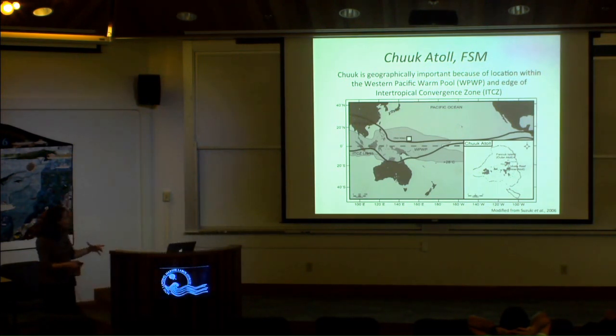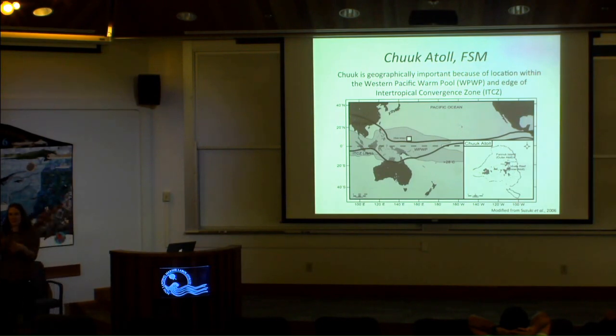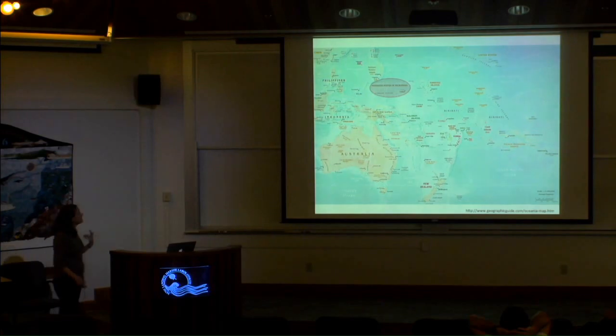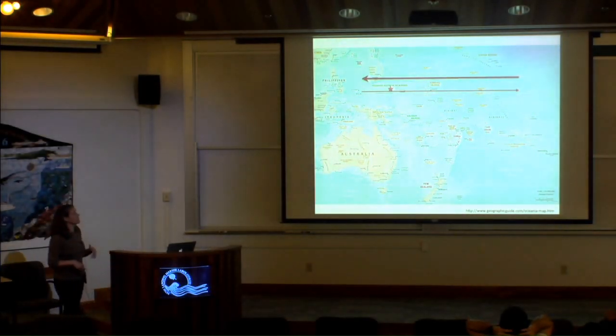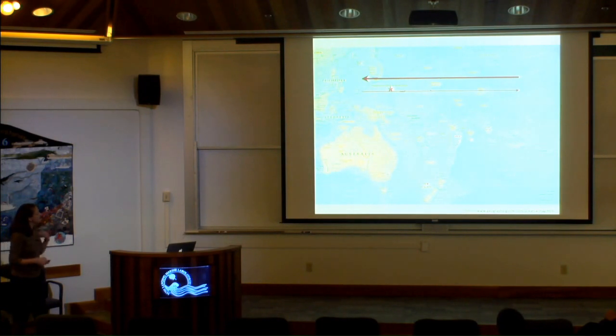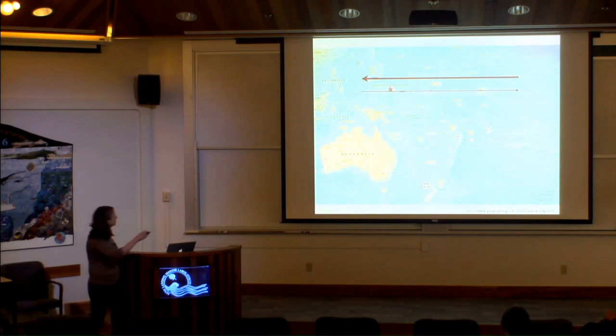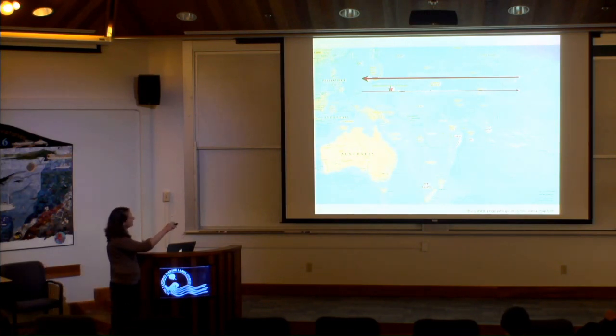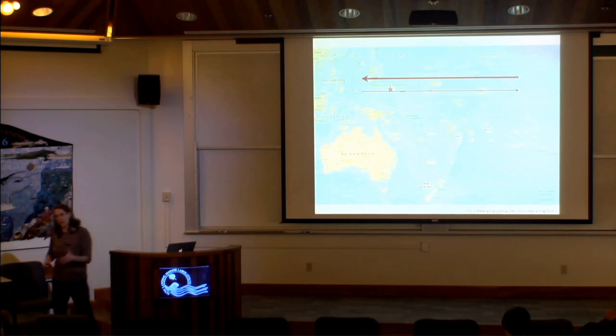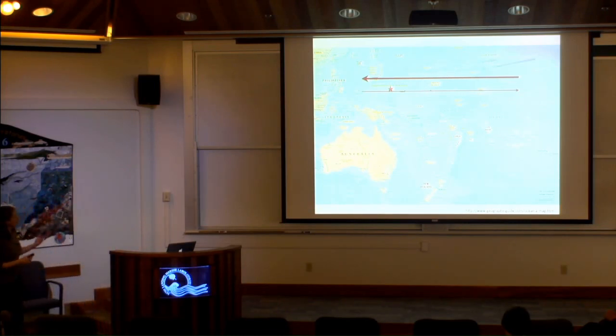So it's this fantastic little spot right in here where there's the ITCZ and the Western Pacific warm pool. There are also a few oceanographic things happening if you look at where the currents are, and this is going to come into play later on. Just north of Chuuk is the North Equatorial Current, the major surface current. But then you also have the weaker North Equatorial Countercurrent, coming from the west towards the east, right along where the opening of the atoll is. You have the trade winds.